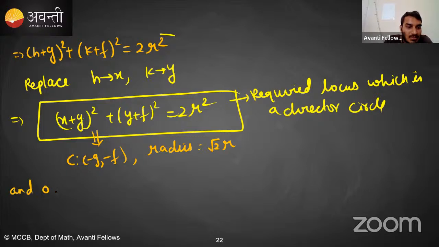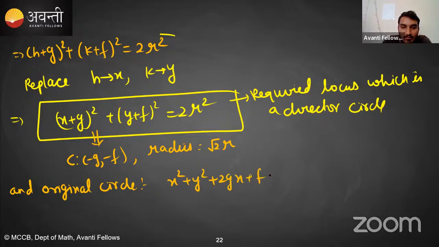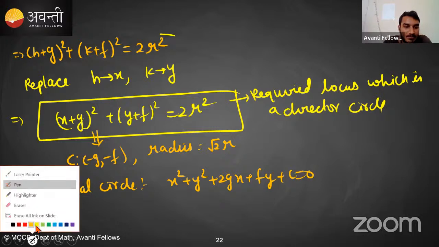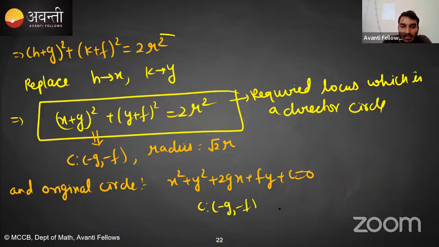And what is our original circle? The circle whose director circle we were finding, the original circle is x square plus y square plus 2gx plus 2fy plus c is equal to 0. What is the center of the circle? The center is (-g, -f), and I said that assume the radius of the circle is r only, right? R. So it implies you can easily see that the director circle is a circle which has the same center as the original circle, but the radius of the director circle is root 2 times that of the original circle. Is this clear? So this result is very important, that the director circle is nothing but a concentric circle with the given circle, but the radius of the director circle will be root 2 times that of the original circle.